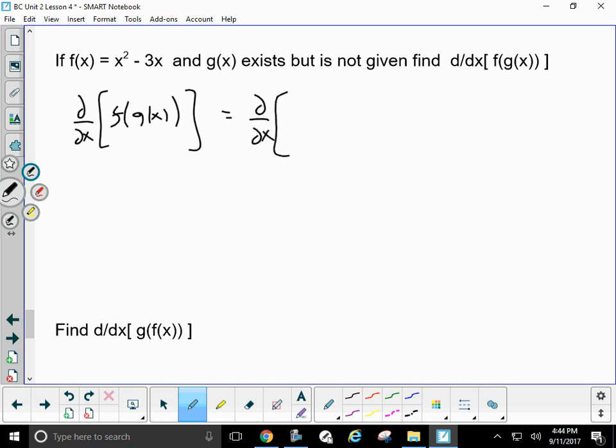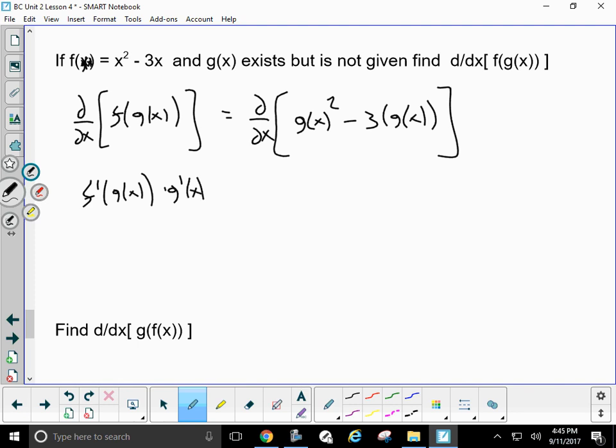If I did f of g of x, I'm plugging g of x wherever x is. So I would have this as g of x squared minus 3 times g of x. How did I do that? f of g of x. Plug g of x in for x, so that goes there and there. Now if I took the derivative over here, I would say, okay, that's f prime of g of x times g prime of x. Here, this derivative would be 2g of x times g prime of x, where everybody trips up, minus 3g prime of x.